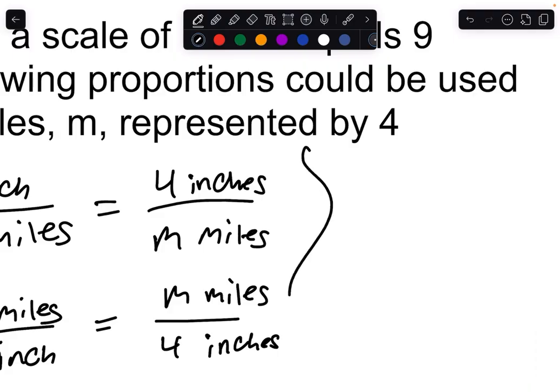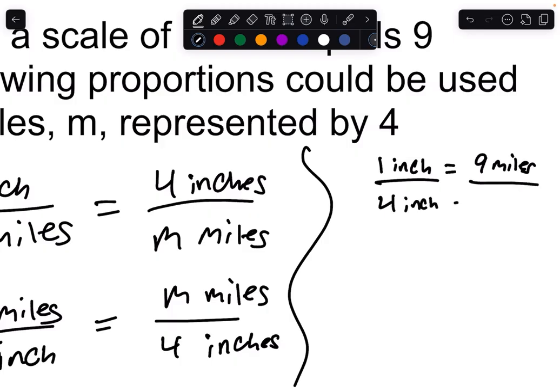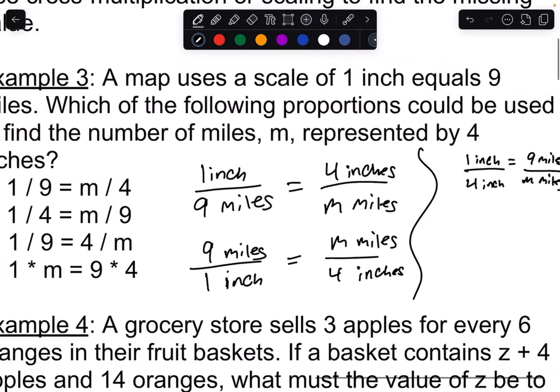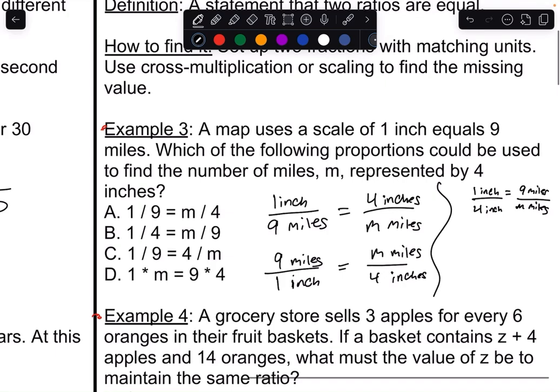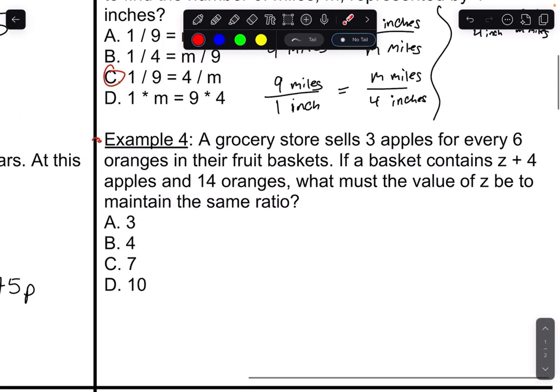This one might be a little more common as well. Maybe just compare the quantities with each other. For example, if I had 1 inch, and that's going to get you 9 miles, how many would 4 inches get you in M amount of miles? Either one is fine. And this question specifically, it looks like it's going to be answer choice C. It looks like they set up the equation that we did in the first one: 1 inch over 9 miles, and then 4 inches over M miles.